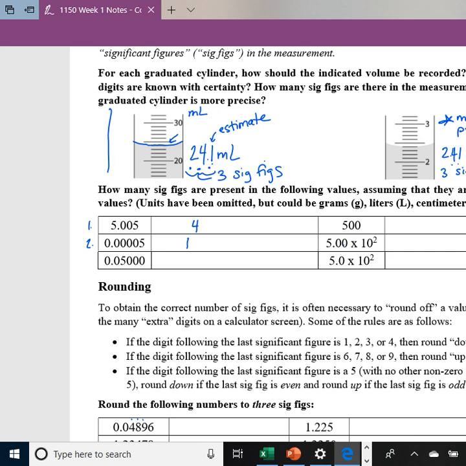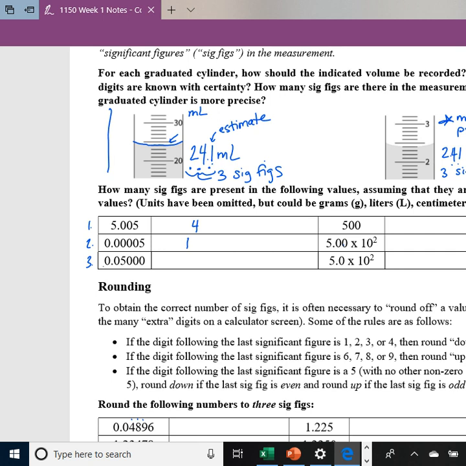Now, in number 3, we have trailing zeros. Trailing zeros can be confusing. The rule of trailing zeros is that if they are after a decimal and after a non-zero number, then they are significant for sure.